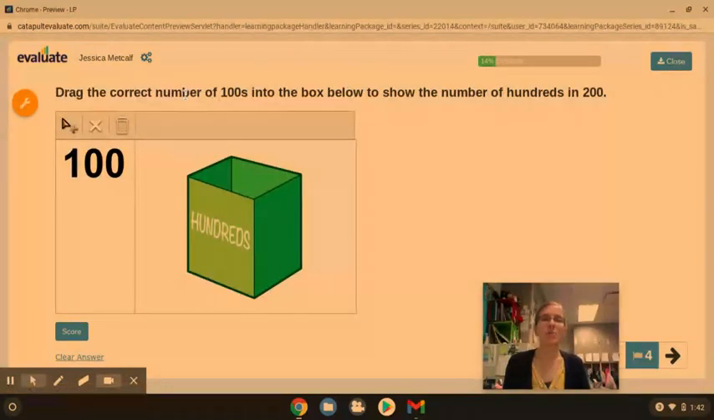All right, now this one, you drag the correct number of hundreds into the box to represent this number here. What number does that say? You should have said 200. So I'm going to drag 100, 200. And I said 200, so I'm going to stop because that makes 200.